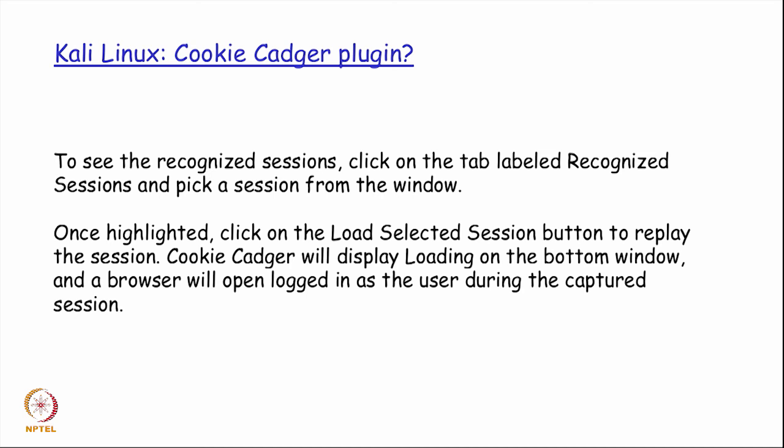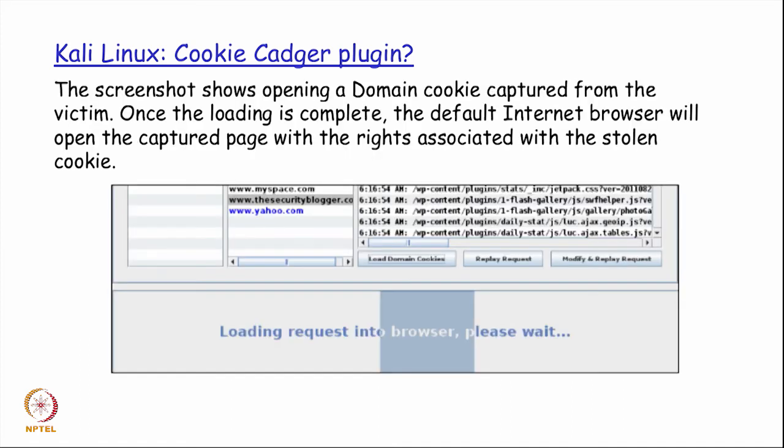So, once the highlighted one is chosen and the load selected session button is clicked, it goes ahead and replays the session by using the authentication information that has been captured, and replays that same request to the particular web server. Once it does that, it also has a domain cookie that has possibly been captured from the victim before. So, once the loading is complete, the default internet browser will open the captured page with whatever rights have been used by the stolen cookie.